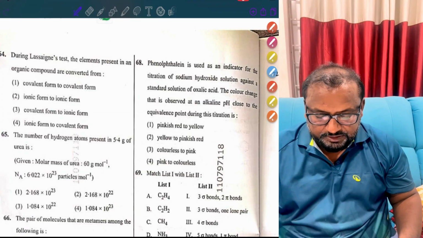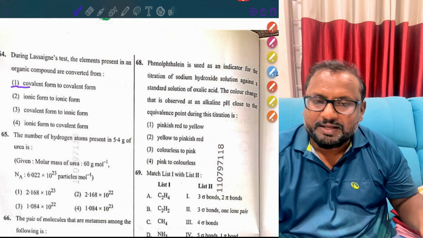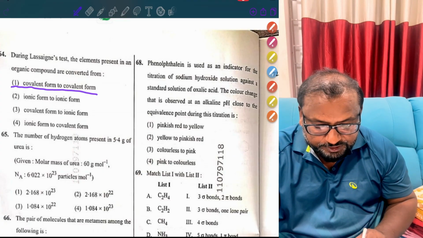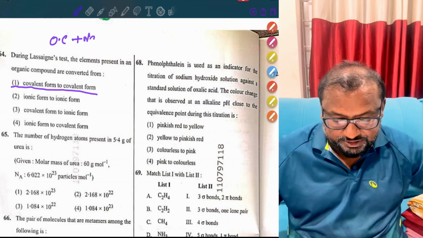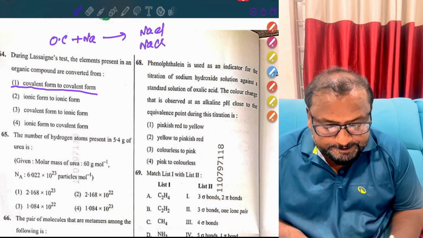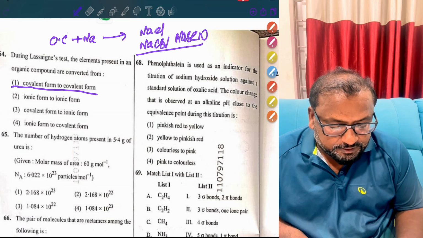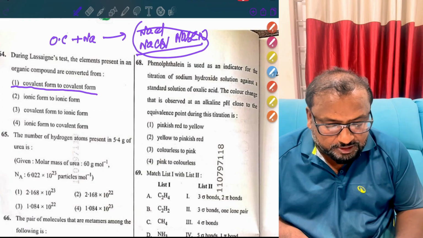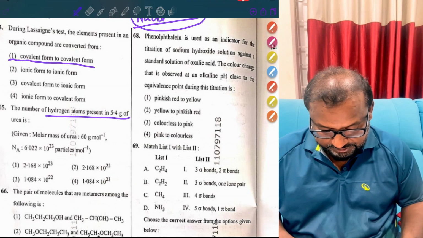64th question. During the Lassaigne test, elements are converted into what? Again, the NCERT examples are given. Covalent compounds are converted into ionic compounds while preparing the sodium extract. When an organic compound is heated with sodium metal, it is going to give you NaCl, NaCN, NaSCN. These types of compounds are being formed. All of these are ionic compounds, which will give direct questions.